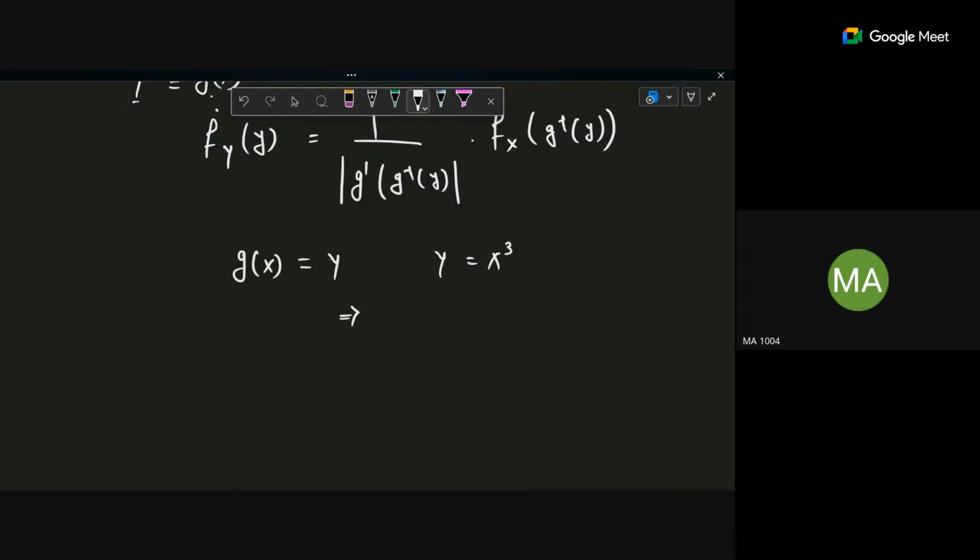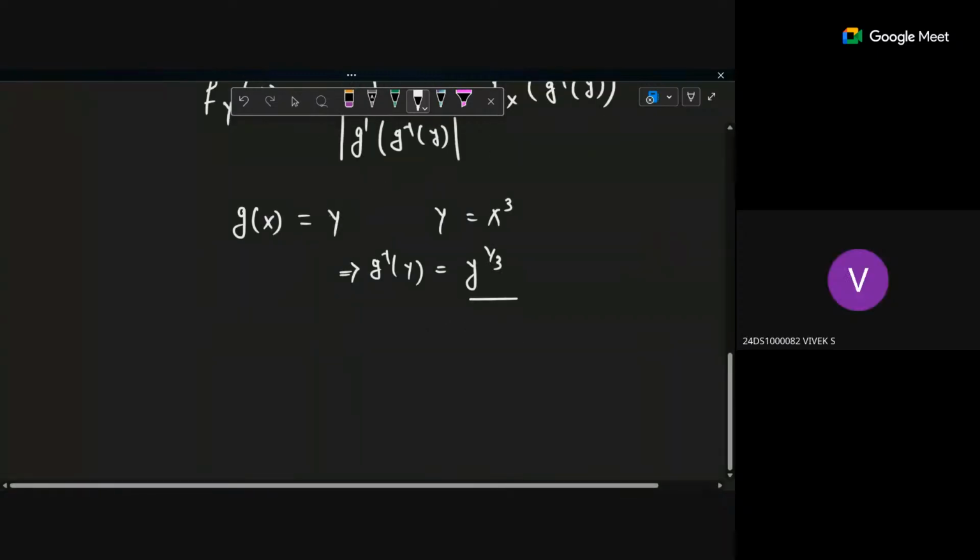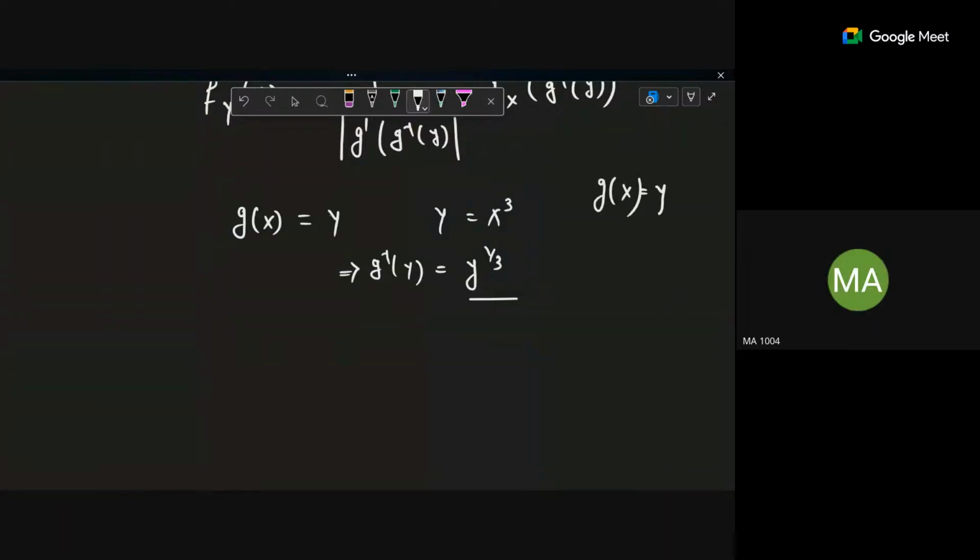Does anyone have a doubt about why I wrote g inverse of y as y raised to the power 1 by 3? If g of x is equal to y, then we take the inverse on both sides. We cannot take the inverse every time, which is why the monotonic and differentiability condition is put there, so that the function is bijective on that range and its inverse exists.